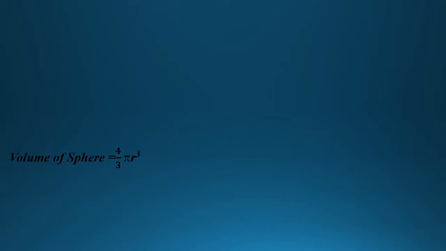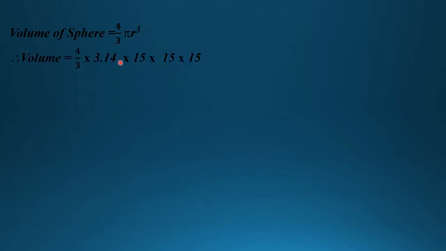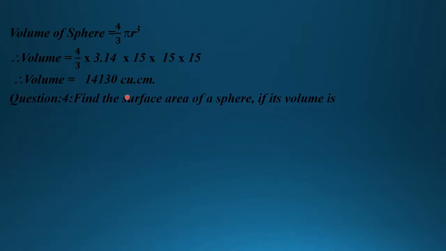Now so volume of sphere is equal to 4 by 3 pi r cube. Substituting the values, we get 4 by 3 multiplied by 3.14 multiplied by 15 multiplied by 15 into 15. So volume is equal to 14,130 cubic centimeter.